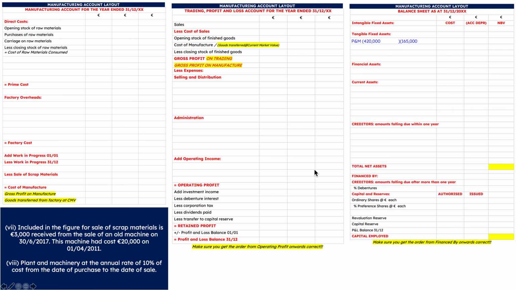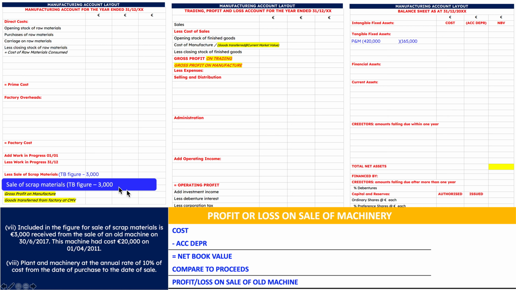So again, we will fix the sale of scrap materials first of all. So as you know, it's not the same as sale of plant and machinery, so we take that out there. Then we'll work out, did we make a profit or loss on the sale of the machinery. So the cost of the old machine was €20,000. We'll take away the accumulated depreciation. So we have to work out how long they had it. So how long has it been since the 1st of the 4th, 2011 until the 30th of the 6th, 2017. So let's have a look.